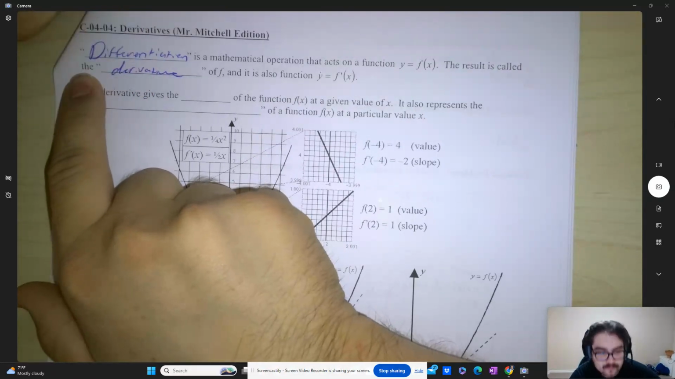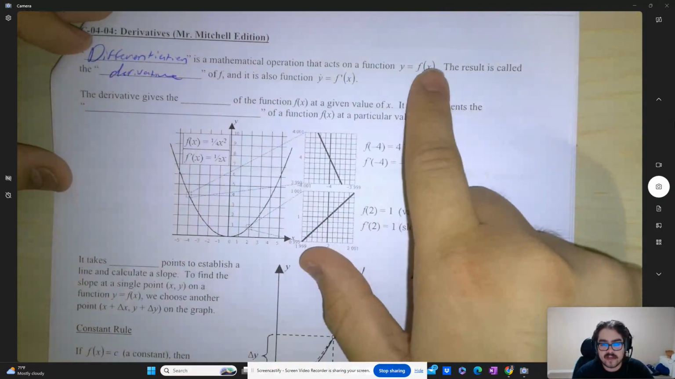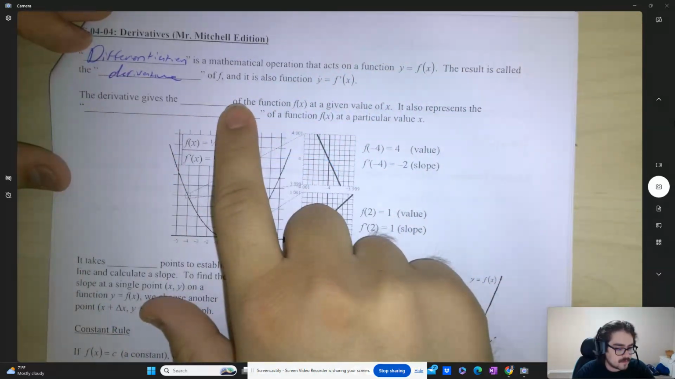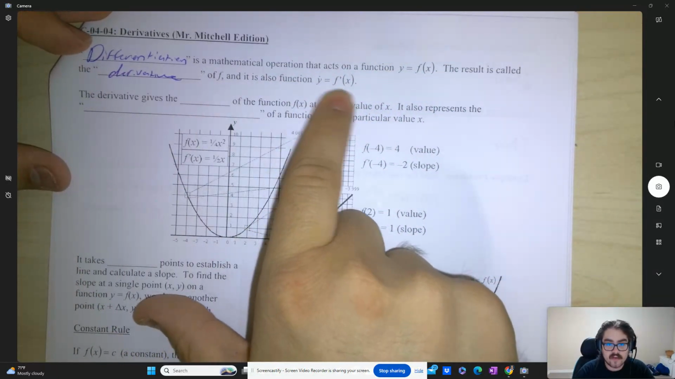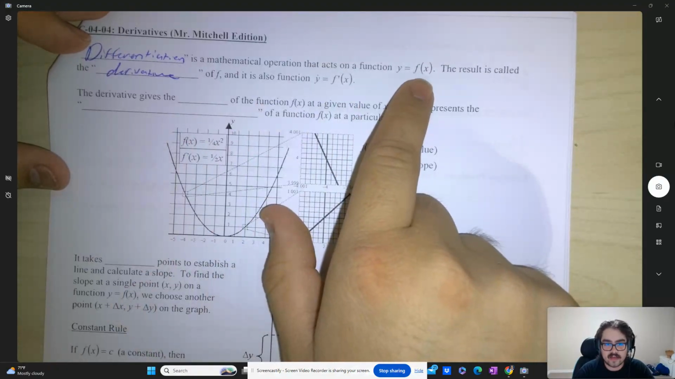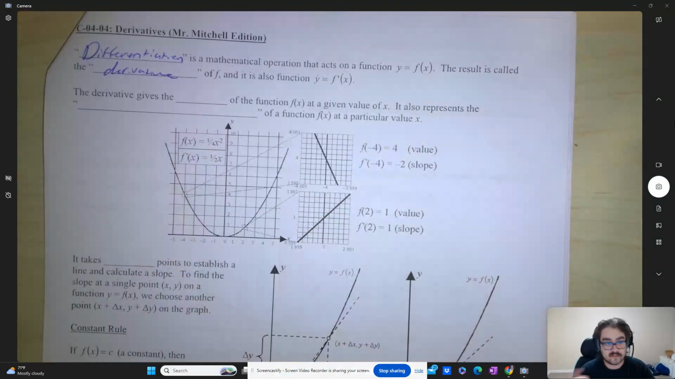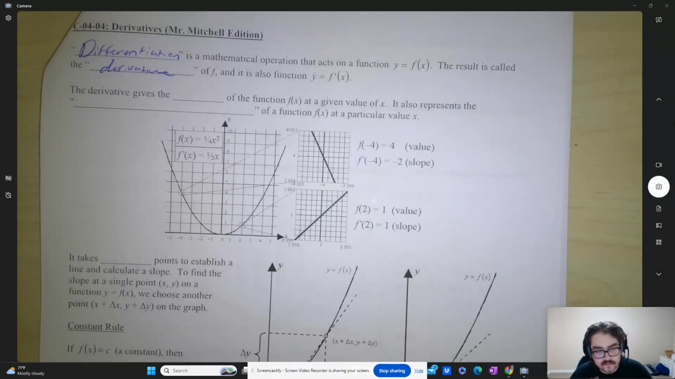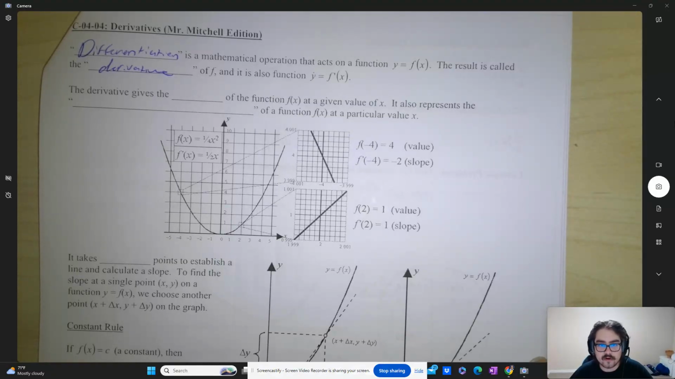So if we have, for example, a function f of x and we take the derivative of it, we call that f prime of x. If we differentiate this function f of x, then we take the derivative of it. You're going to hear derivative, and you're going to hear differentiation. You have to understand that those two terms are equivalent to each other.